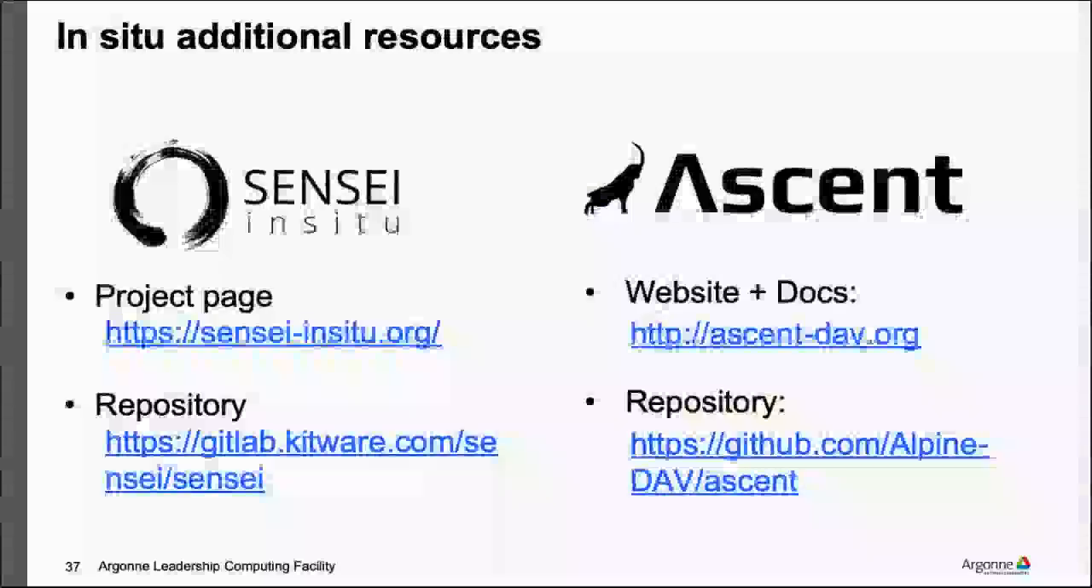Additional resources here for the two projects, SENSEI and Ascent. They have their project pages and repositories. These are open source codes.